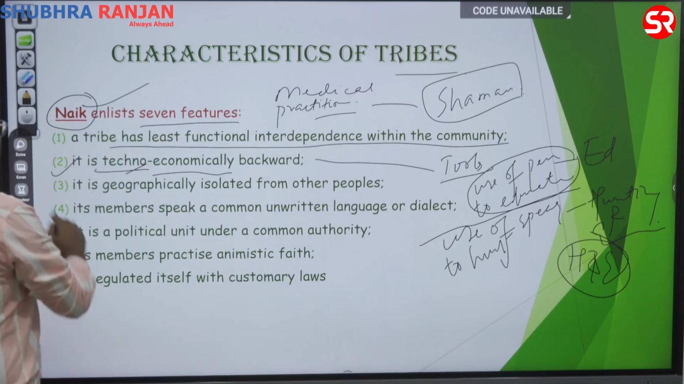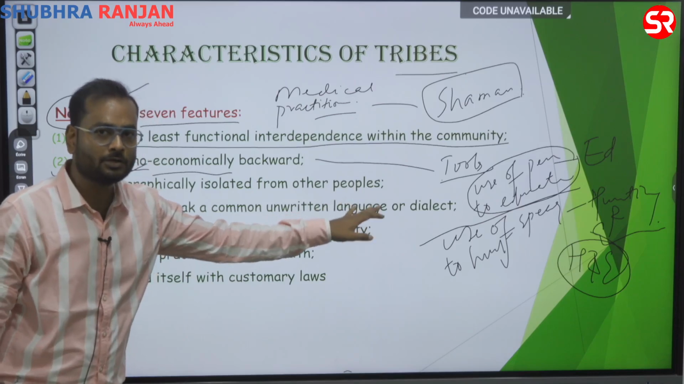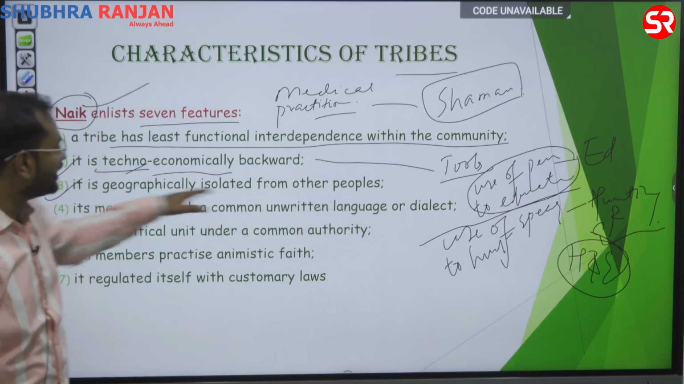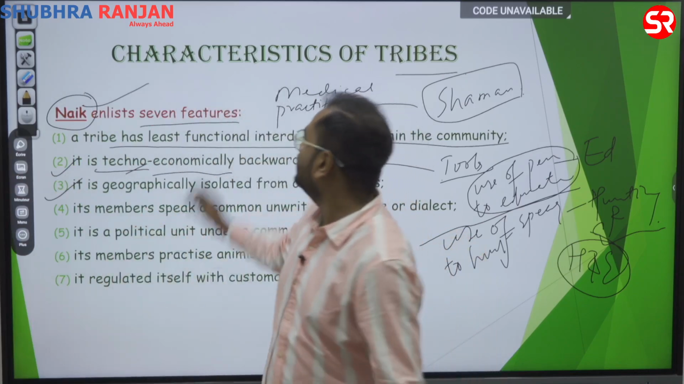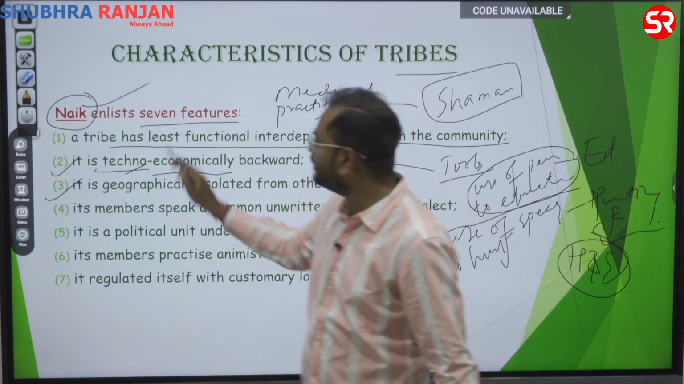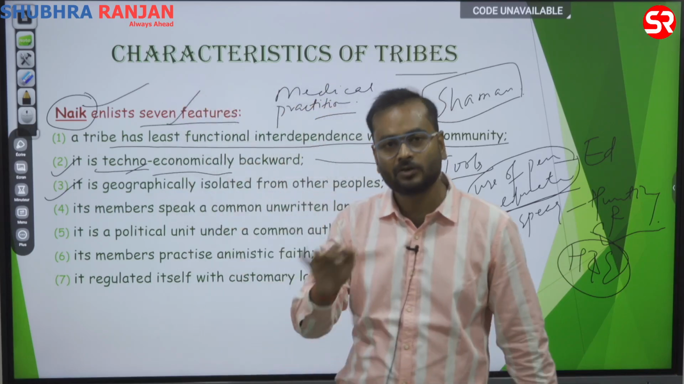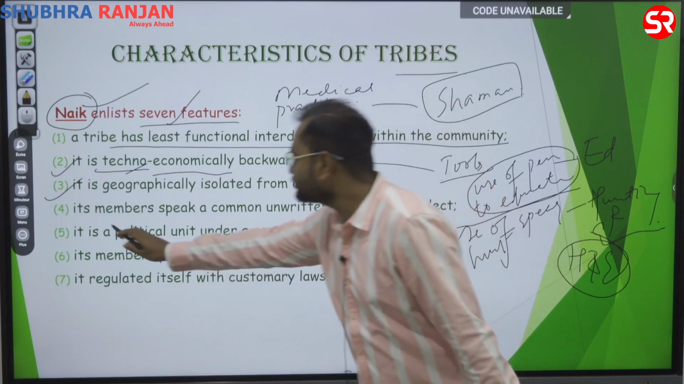Okay, let us come to the third point. It is geographically isolated. I've already talked about this point. It is geographically isolated. Can it be geographically isolated all the time? Can it be certainly one characteristic out of the 7 to be called a tribe? No. Understood? What has to be the fourth one?